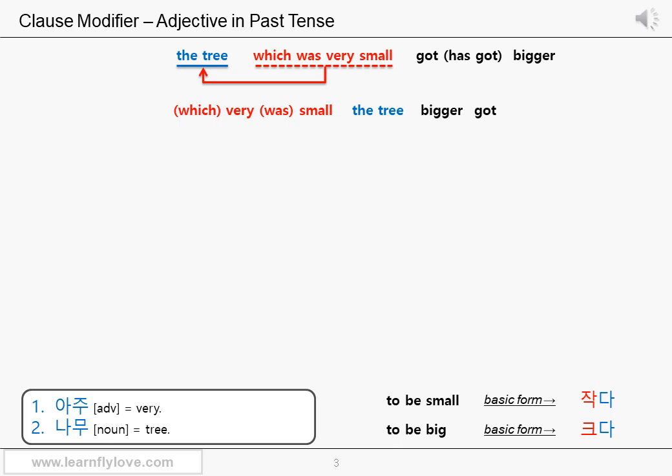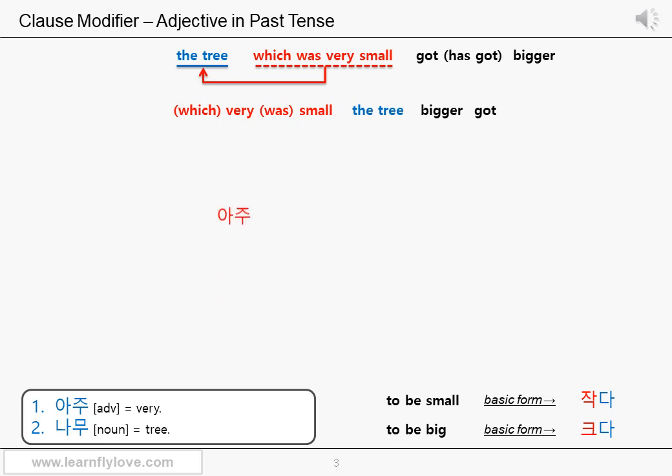It's too easy, right? Which was very small part is a clause. Therefore, you also need to rearrange the words inside of it. But there is nothing to rearrange. We don't need which. Was is nothing but the past tense indicator. So, we don't need it either. And an adverb very modifies the adjective small. So we just need to translate very small, but small should be in the past tense.